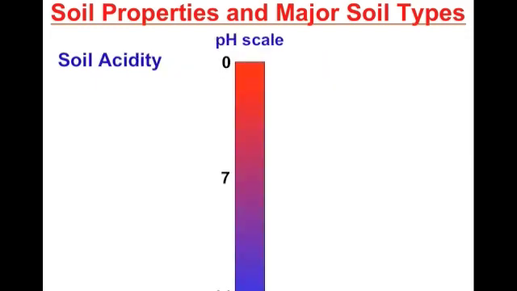Soil acidity is another major characteristic of soil. A soil's acidity is measured on the pH scale, which is a scale that ranges from 0 to 14, with 0 and lower numbers representing more acidic values, and higher numbers representing more alkaline or more basic solutions. So 7 in the middle would roughly be neutral. Water is most typically at a neutral pH of 7.